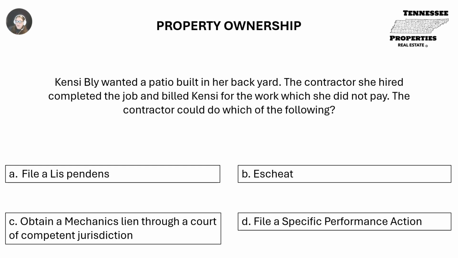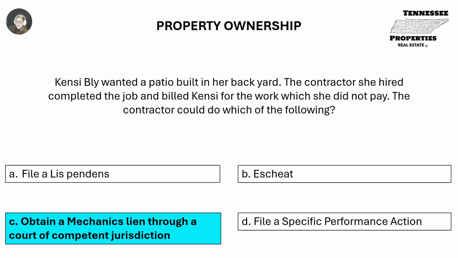Kinsey Bly wanted a patio built in her backyard. The contractor she hired completed the job and billed Kinsey for the work which she did not pay. The contractor could do which of the following? A. File a lis pendens, B. Escheat, C. Obtain a mechanic's lien through a court of competent jurisdiction, or D. File a specific performance action. C. Obtain a mechanic's lien through a court of competent jurisdiction.